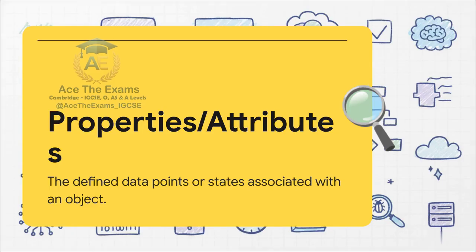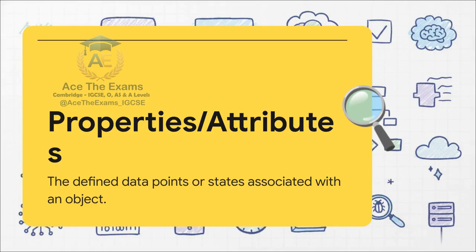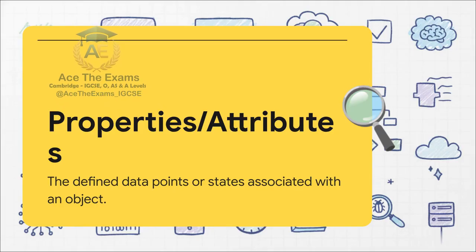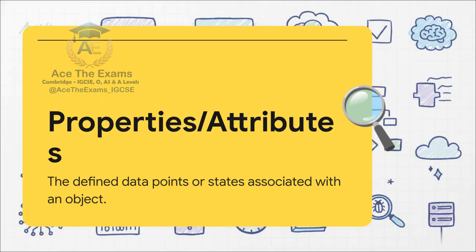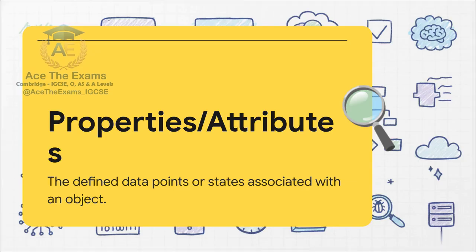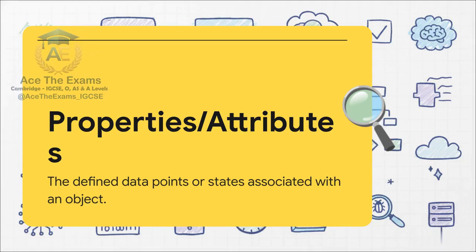These are the strictly defined data points or states associated with an object. Going back to our library example, the attributes of our specific book object would be things like its title, its author, its unique ISBN, and its current systemic state. Meaning, is it currently checked out or is it available on the shelf?